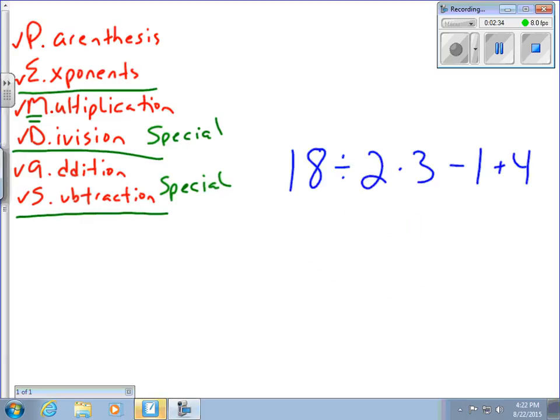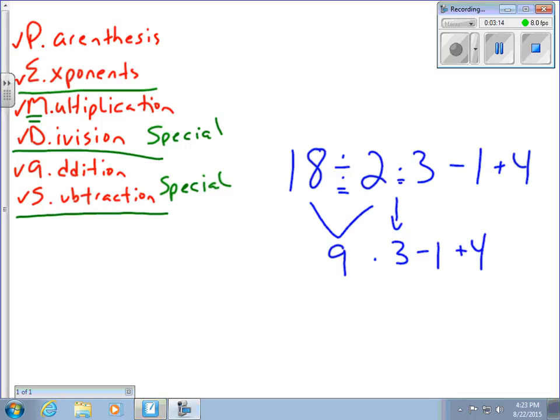Okay, now we have more of a difficult problem here. We have 18 divided by 2 times 3 minus 1 plus 4. And once again, there are no parentheses, so I don't worry about that. There are no exponents, so I don't worry about that. Now I have to do all the multiplication and division before I do addition and subtraction. But remember the special rule. I do division first in this problem because it comes first in the problem. Right here, division comes before the multiplication sign, so I do the division first. 18 divided by 2 is 9, and then I just bring everything down. 9 times 3 minus 1 plus 4.